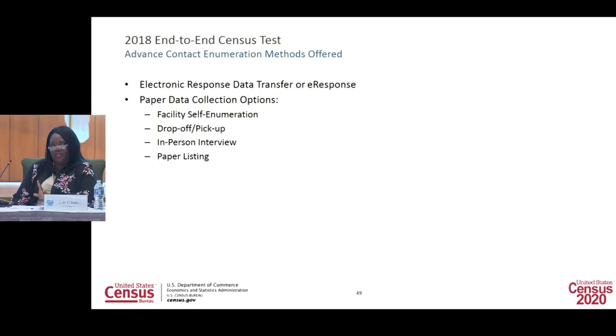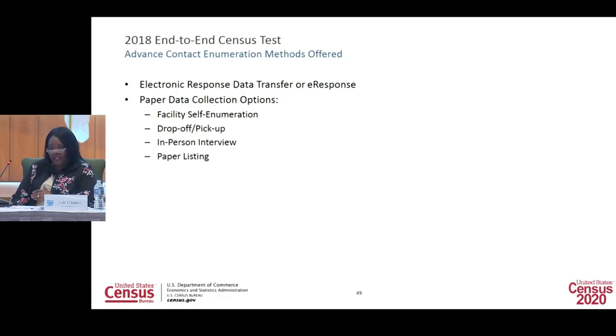So what are those methods? We give the administrators five options. The first one is an electronic one. I talked about that a little earlier. That's the e-response method. And then there are four paper data collection options. There's facility self-enumeration, and here's where the contact person really becomes an enumerator. They're sworn in, they're trained, and they're given all the tools that they need to be able to conduct the group quarters data collection for their facility.